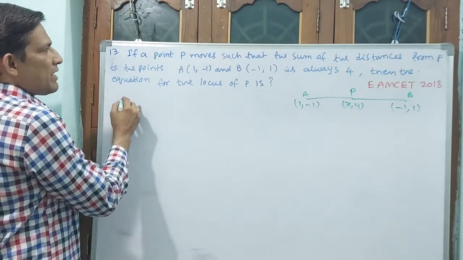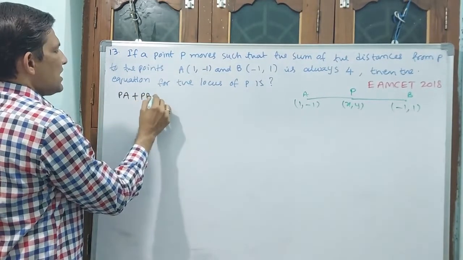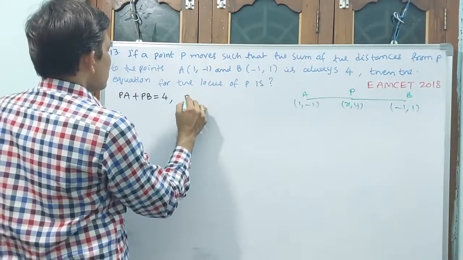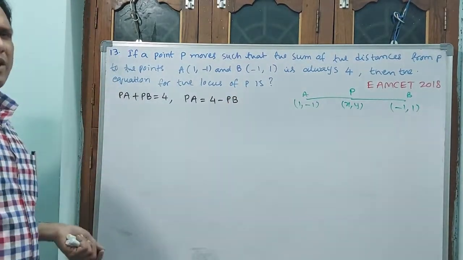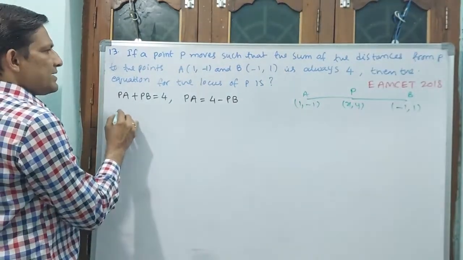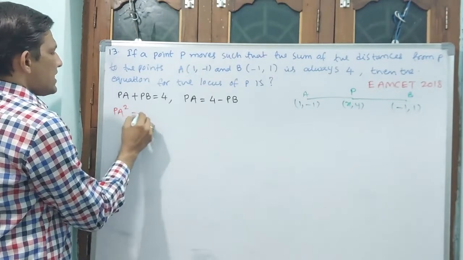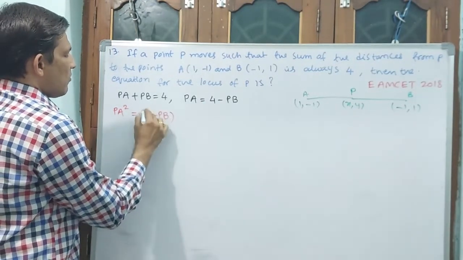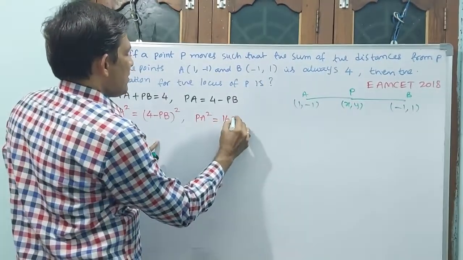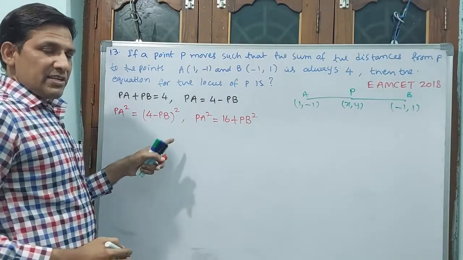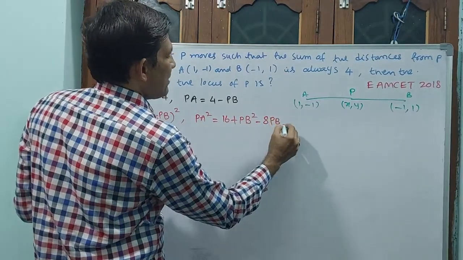The sum of the distances is equal to 4, so PA plus PB is equal to 4. Like earlier, PA is equal to 4 minus PB. Now I am squaring on both sides because I want to avoid the square root. PA square is equal to (4 minus PB) whole square, which is 16 plus PB square minus 2 into 4 into PB, so minus 8 PB. I am keeping this 8 PB like this only.